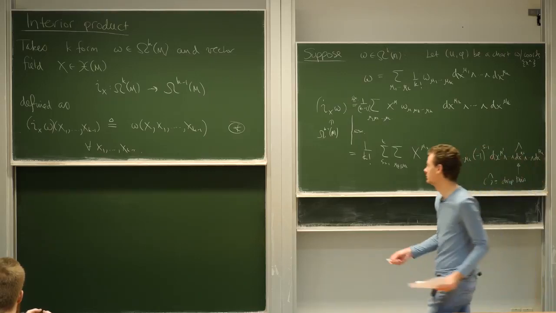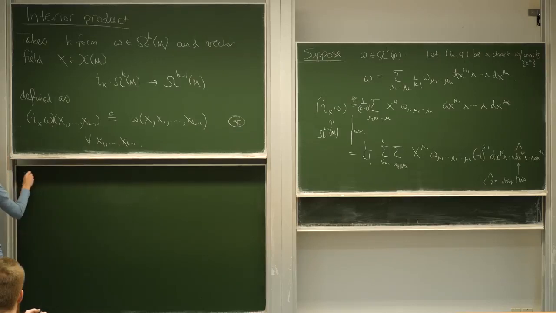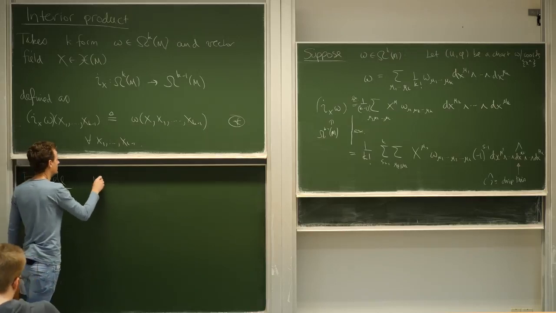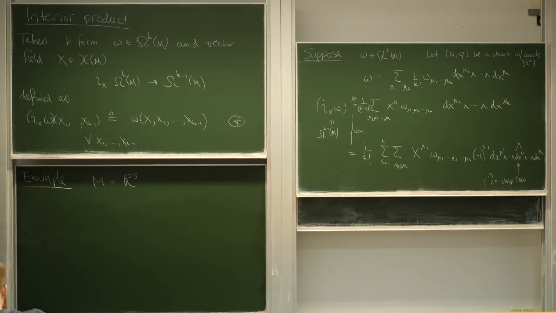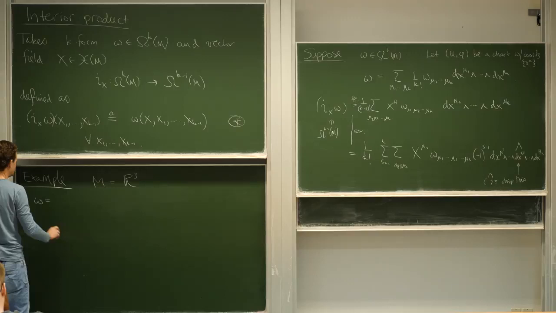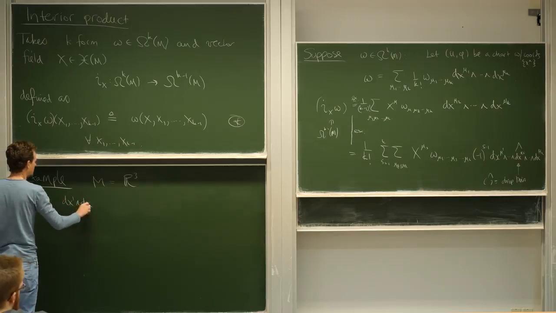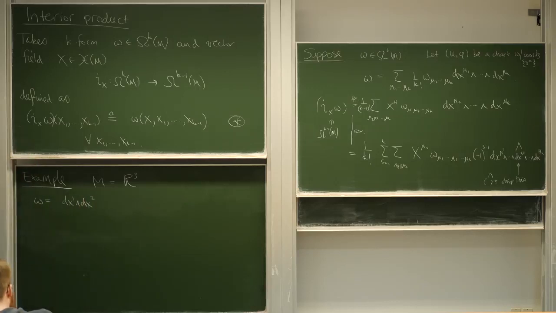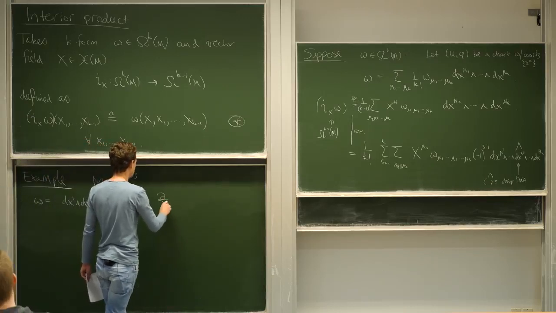Let's do an example so that we can get a better feeling for this interior product. Take the manifold as just R3, Euclidean space. Let's take some example 2 forms. So we could take, for example, omega is dx1 wedge dx2. And we could take for X the vector field d/dx1.